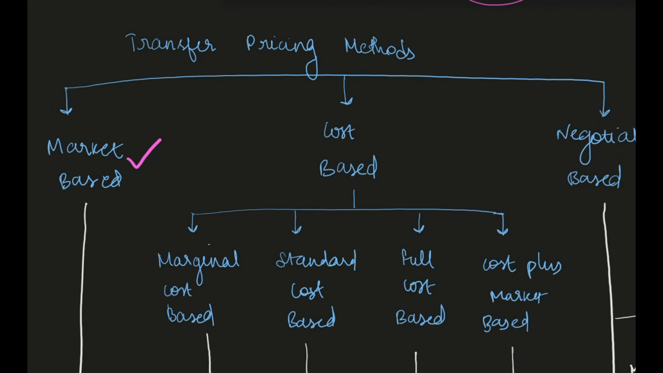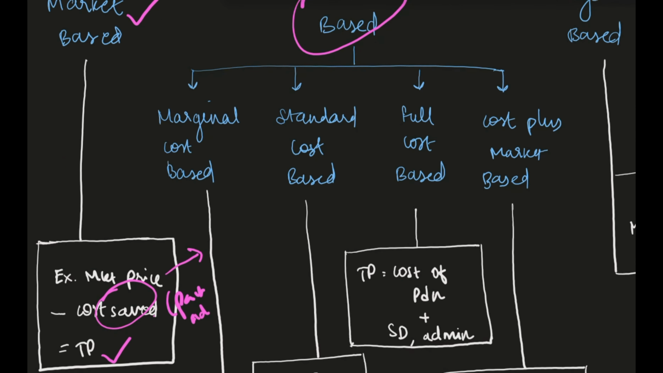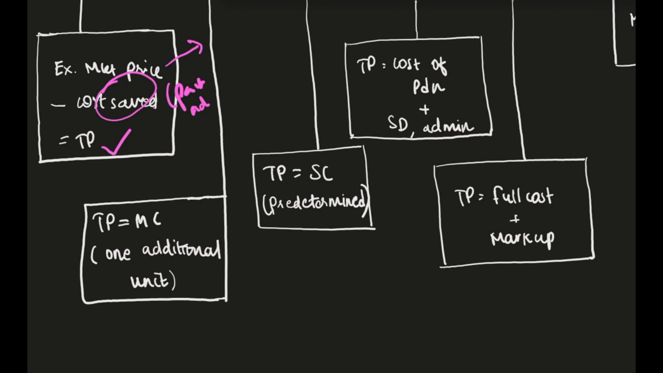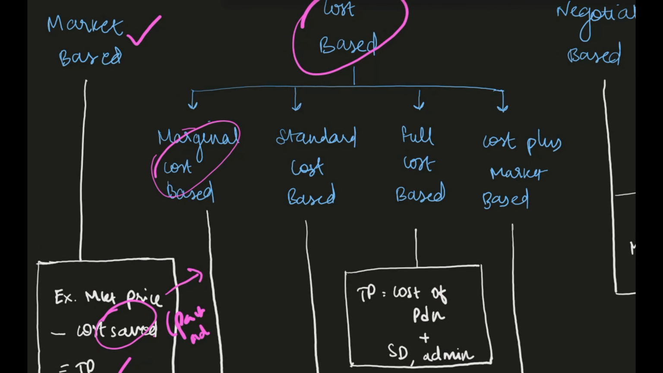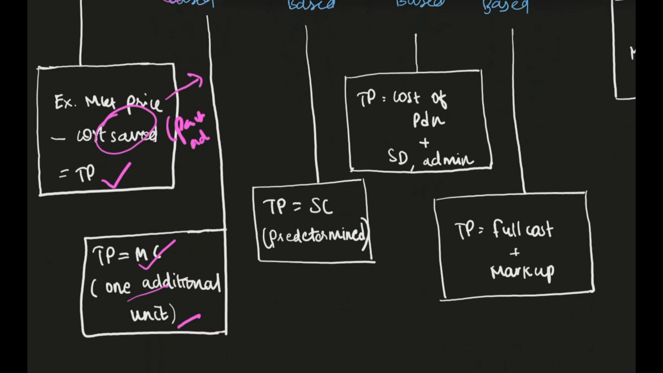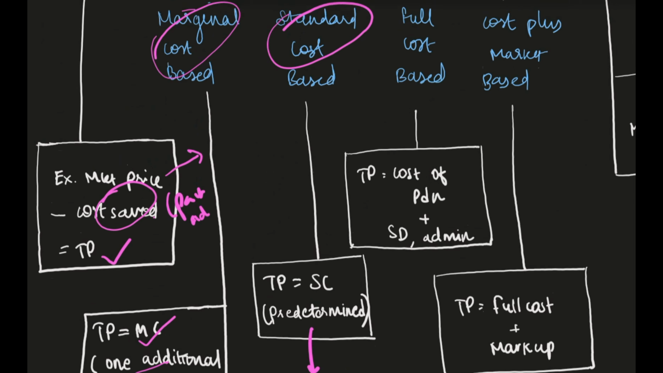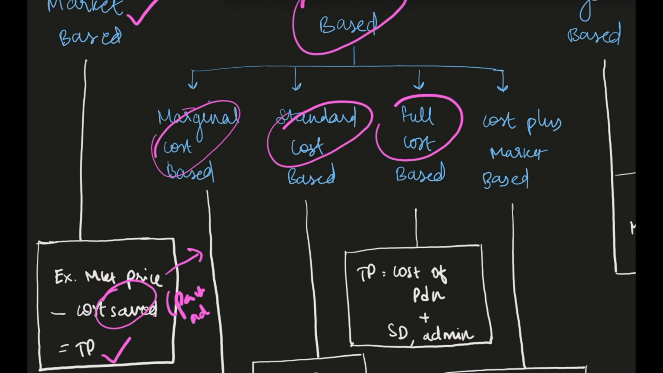The second one is cost based. Here we have four different types. The first one is marginal cost based. Marginal cost is the cost incurred for each additional unit produced, so that will directly be the transfer price. The second one is standard cost. Standard cost is not the actual cost; it is predetermined from the budgets, based on which we will fix the transfer price. And the third is full cost.